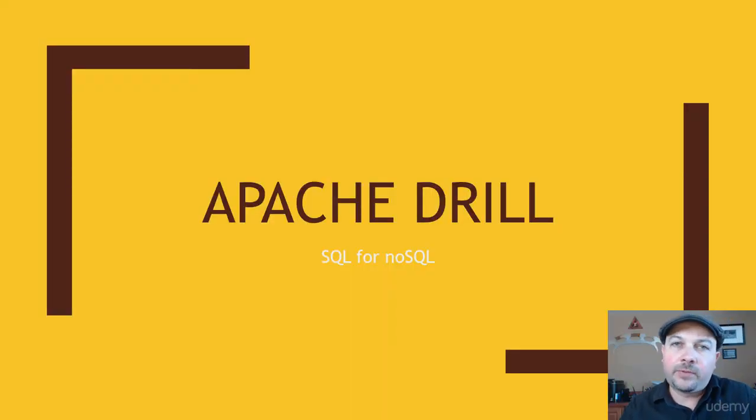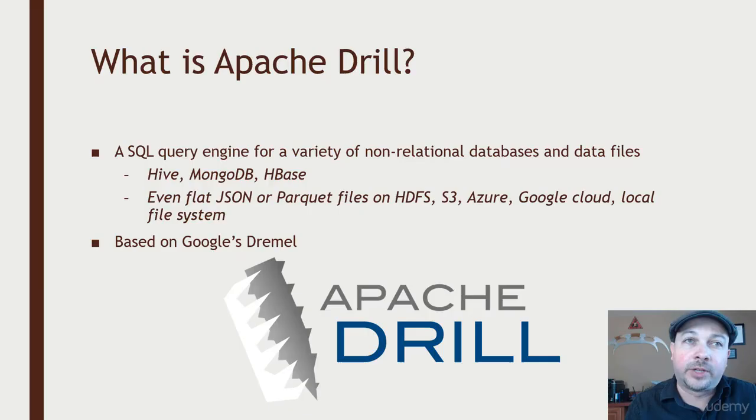So let's dive into Apache Drill and figure out what it's all about. Drill is a system that sits on top of your various technologies for storing data, and it basically lets you execute actual SQL queries on top of data that might not even have a schema at all, and certainly isn't relational in nature. So basically it's a SQL engine that allows you to run relational looking SQL queries across a wide variety of non-relational databases and data files. It can sit on top of Hive and MongoDB and HBase, as well as any flat JSON or Parquet files that you might have sitting on your HDFS file system, or even Amazon S3, or files that you might have on Microsoft Azure or Google's cloud services, or even on your local file system.